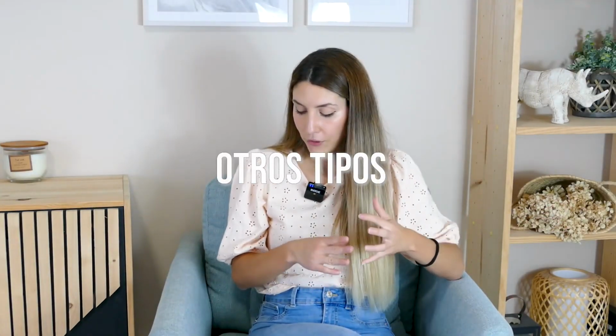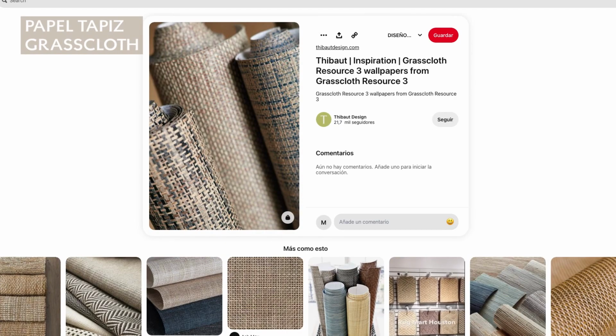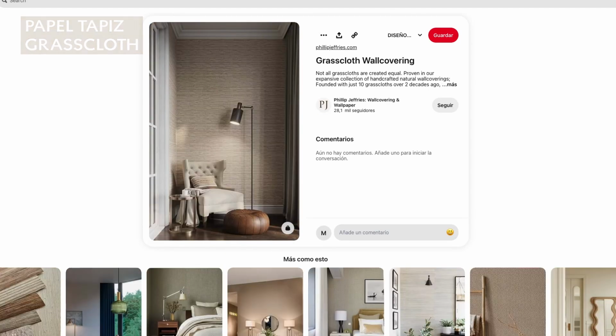Apart from the ones mentioned, there are other types of paper, such as textile ones that are made of fabric, natural fiber papers, or grass cloth wallpaper. Honestly, I don't have much idea what it is, but if you want us to bring it here to the channel, you just have to leave it in the comments and we will try it. Let's see what result it gives.